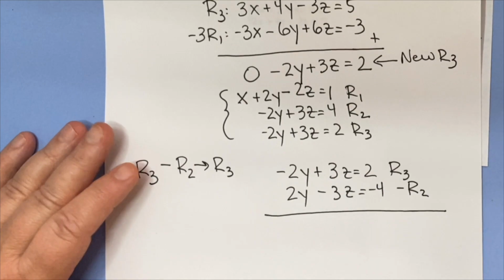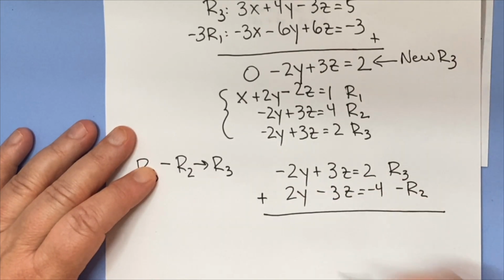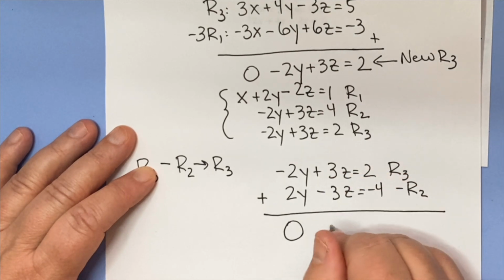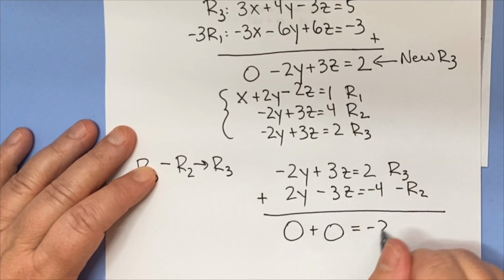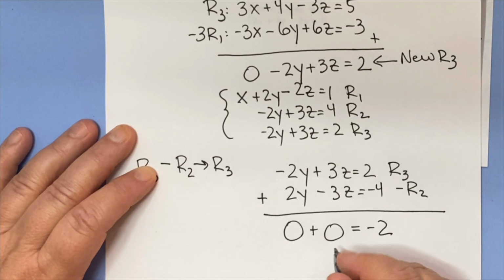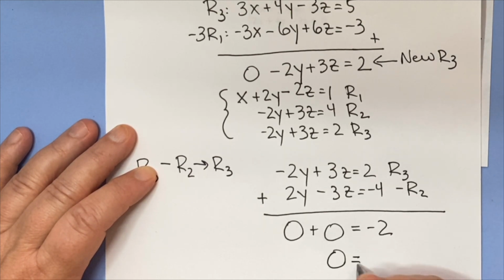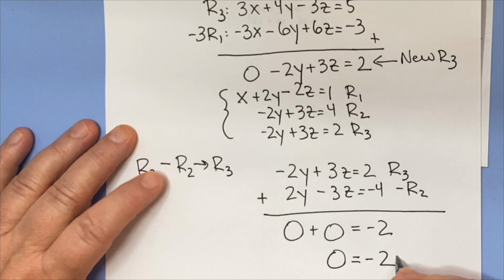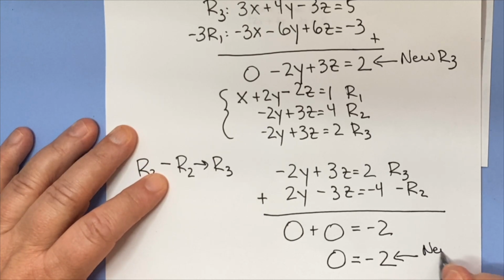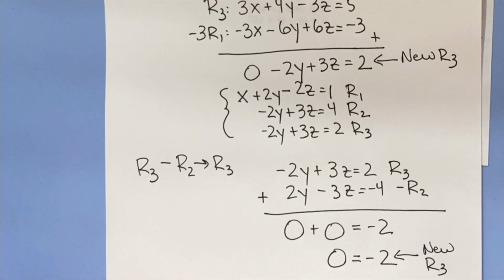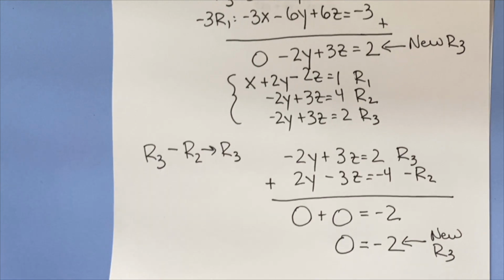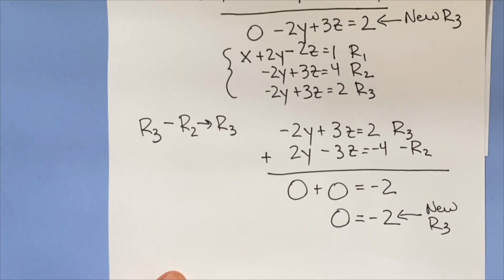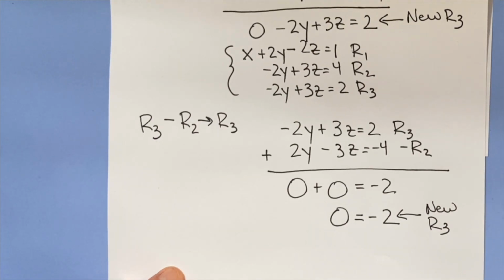And let's see what happens when I add. I get a 0 here, I get a 0 here, and then I get -2. So now I have 0 equals -2, and this is my new row 3. Now, normally we would just keep going, keep doing this, and keep eliminating terms. Except I've got a problem. It's a great problem to have, actually.